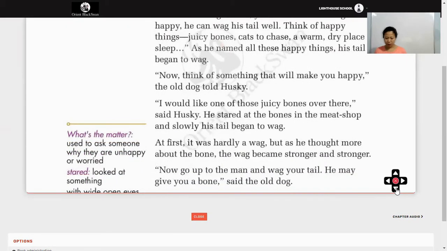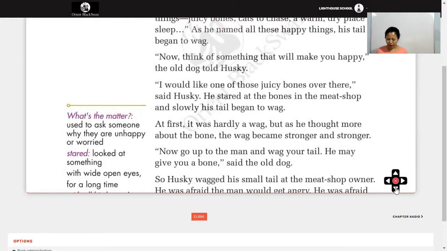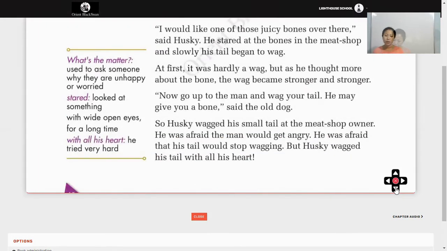Now, the old dog also told Husky to think of something that will make him happy. And what did he say to him? What did Husky say? "I would like one of those juicy bones over there." So, saying this, he looked at the bones in the meat shop and slowly began to wag his tail. At first, it was hard for Husky to wag his tail, but as he thought more about the bone, the wag became stronger and stronger.